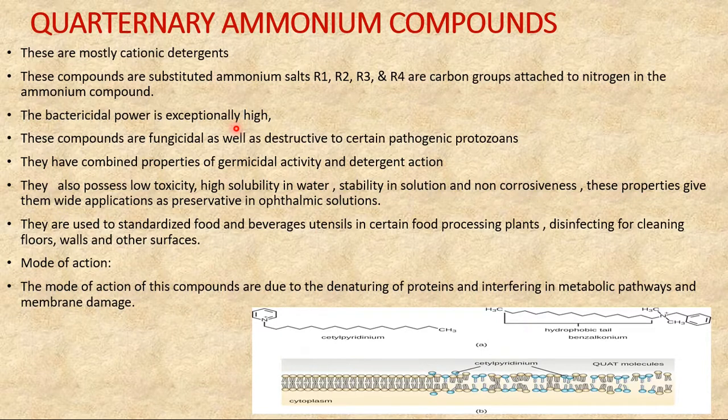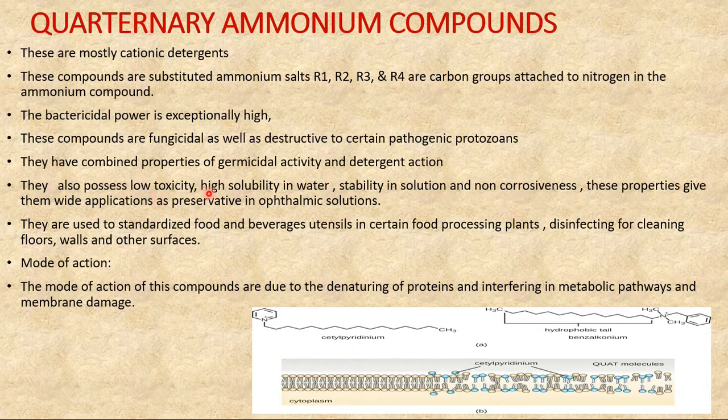We are obviously using detergents for cleaning clothes which are very dirty. These compounds are fungicidal as well as destructive to certain pathogenic protozoans. They have combined properties of germicidal activity and detergent action. Whereas ordinary detergents have only one type of action, the detergent action, here we have both germicidal activity as well as detergent action, that means surface tension and creating lather.